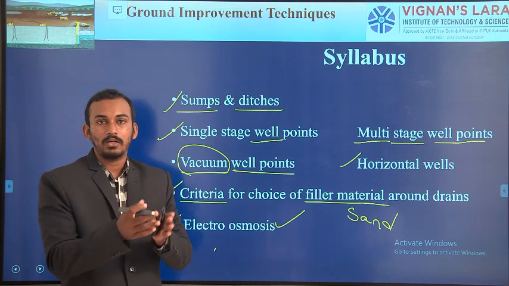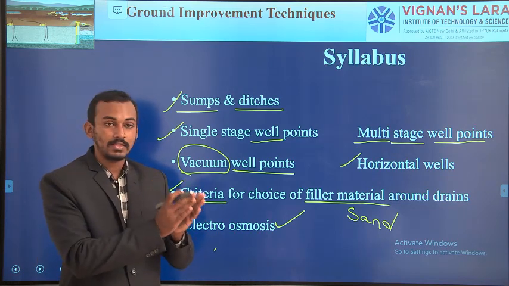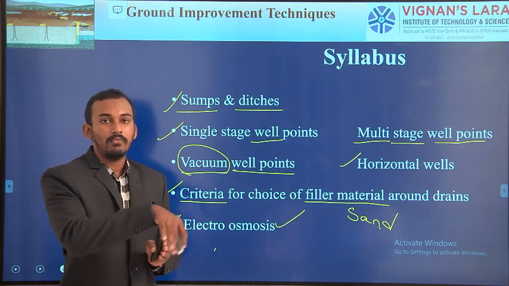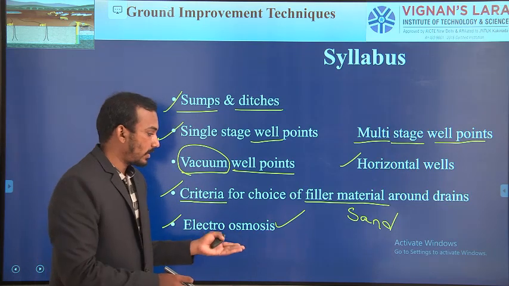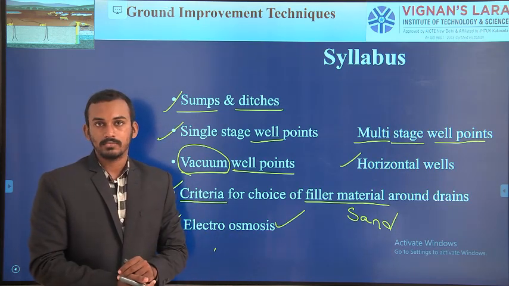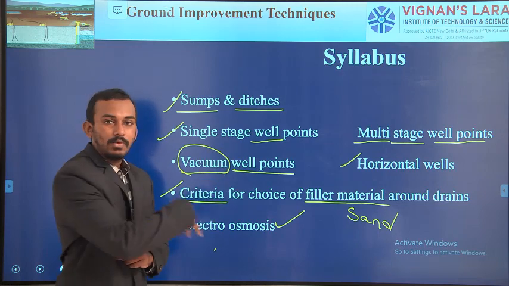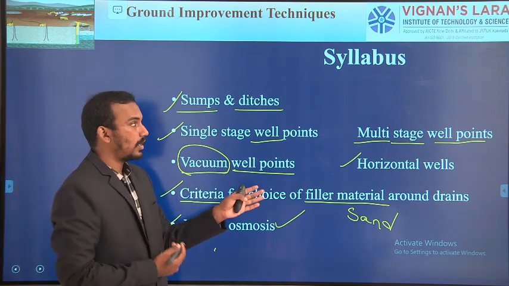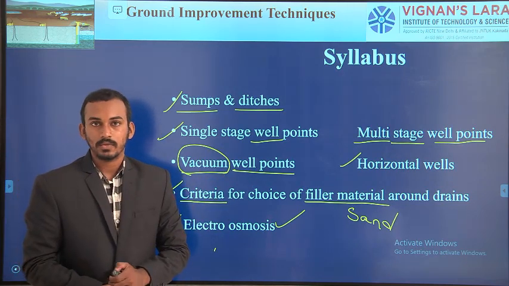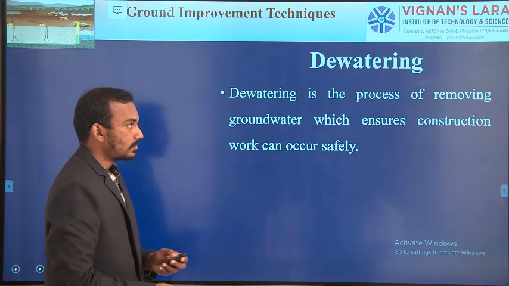They attract the water to a certain locality, through a single point. So if we dig a well at that point, we can take out that quantity of water. Okay. So these are the various methods that we are going to use to remove the water from our site. Coming to the next one, dewatering.